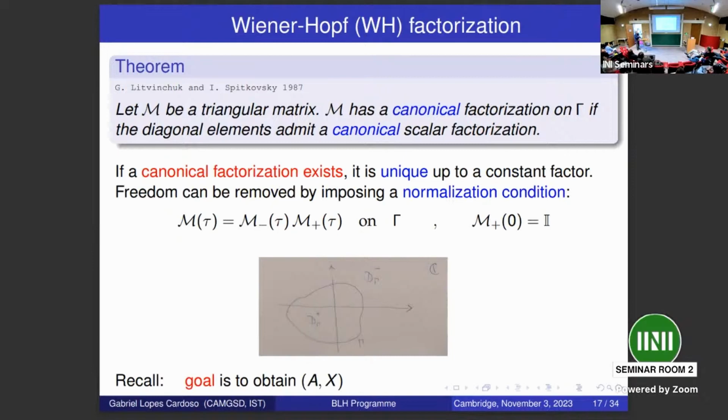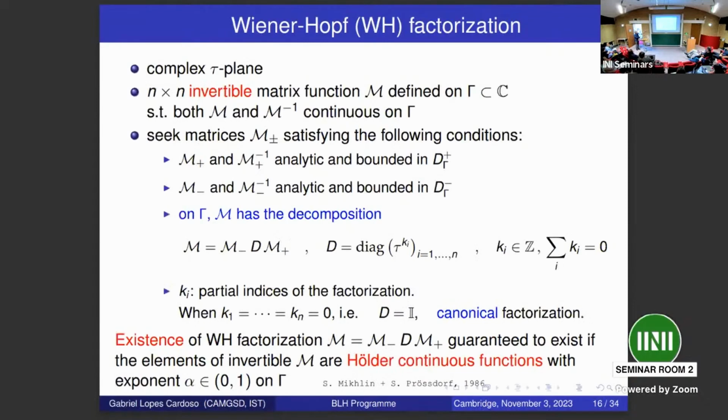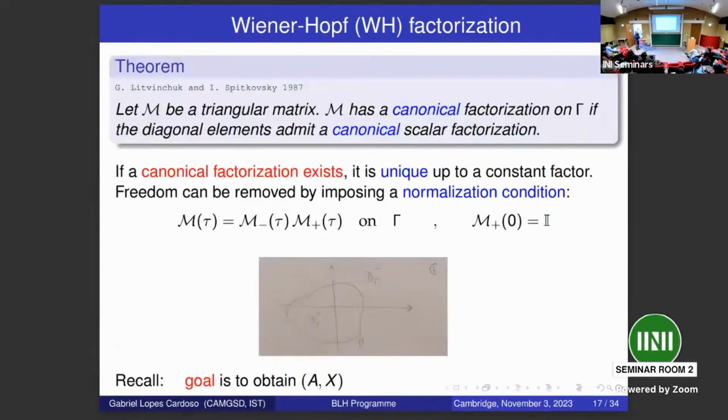Suppose you have picked a matrix M defined on the contour gamma that has a canonical factorization. Then it means that it can be decomposed into a product M minus and M plus on the contour. This decomposition is actually unique up to a constant matrix, and you can use that constant matrix to impose a normalization condition. One way of picking a normalization condition is to say the following.